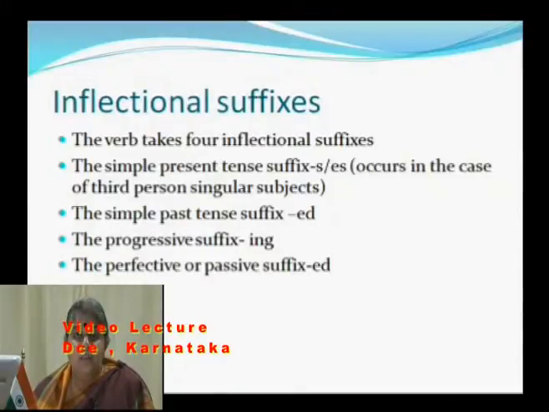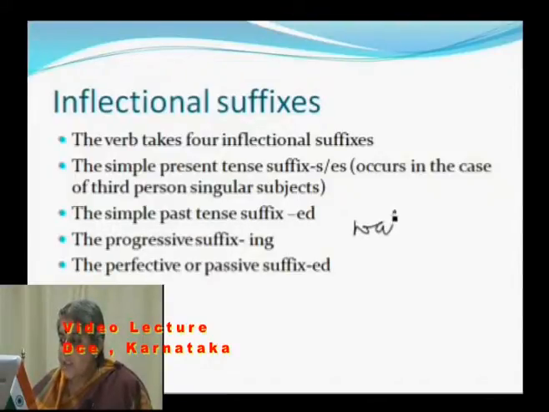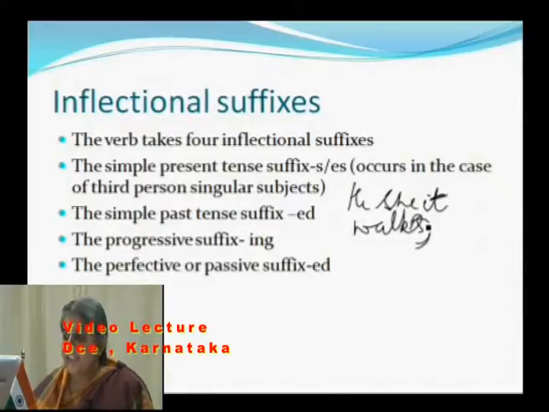you walk, second person singular; you walk, second person plural; he, she, it takes what? Walks. They take the S form. He, she, it walks. And then they walk. They don't take an S form.